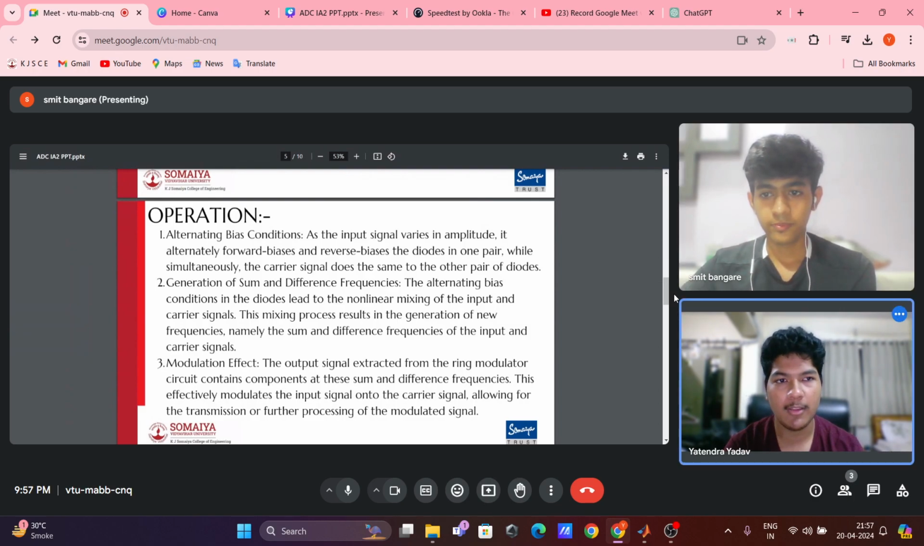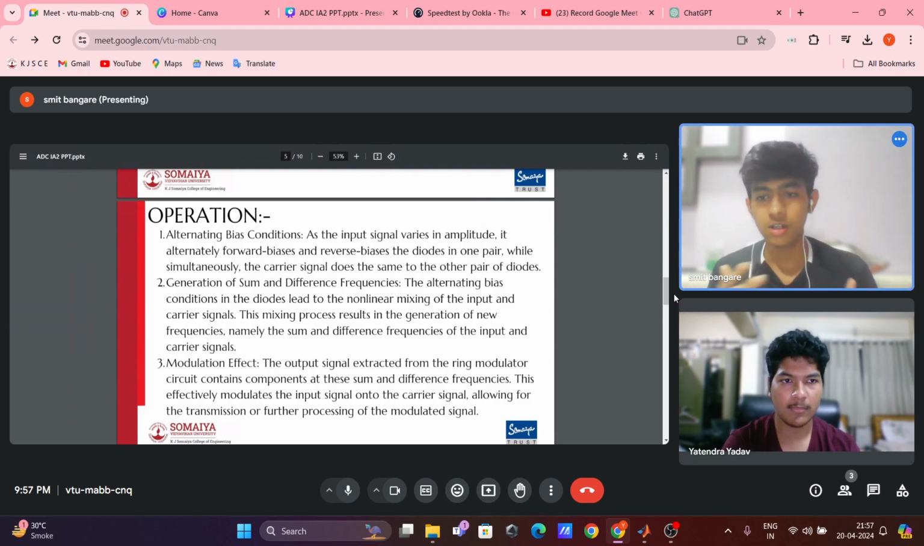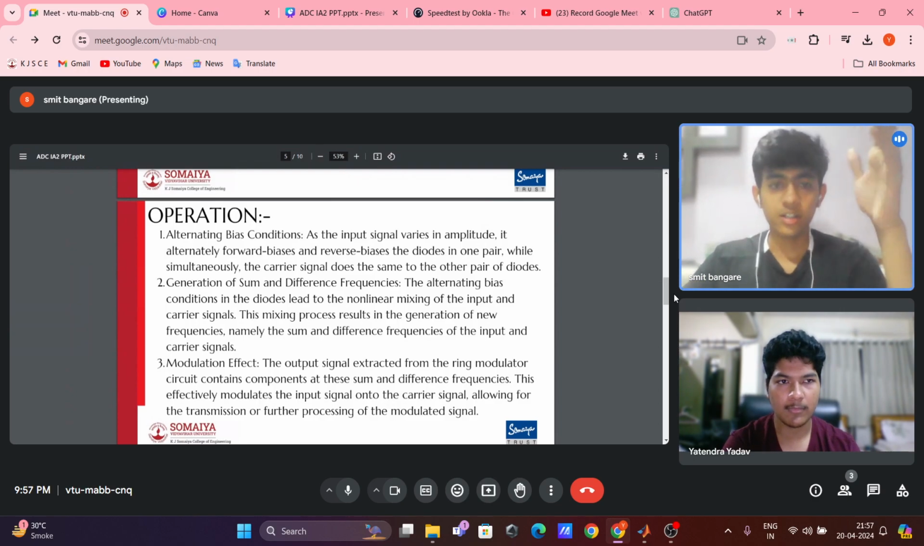Can you speak again? As a result, the signal from the forward biased diodes passes through to the output, while the signal from the reverse biased diodes is blocked. When the input signals have opposite polarities, like one positive and one negative, the conducting and non-conducting roles of the diode pairs are switched. This alternating conduction pattern results in the modulation of the input signals, producing a DSBSC signal at the output.